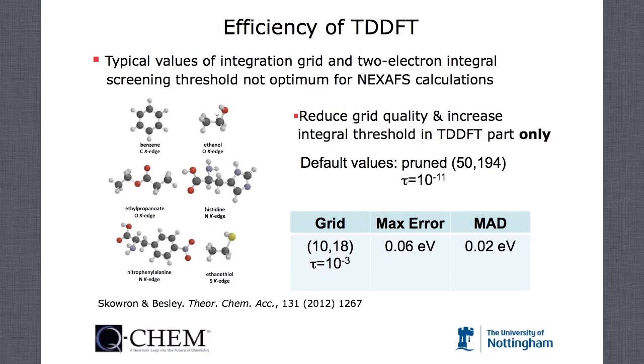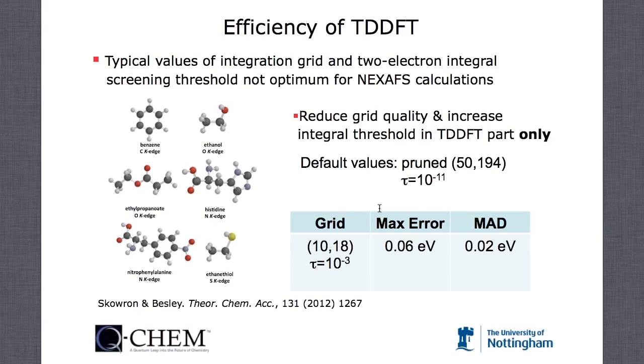So what we're doing here is we've got this set of molecules and we're computing the lowest, I don't know, 10 or so core excited states at the various edges as indicated. And we use standard grids and integration thresholds. Again, if you look at the Q-Chem manual, you can read all about these types of things in the first part of the Kohn-Sham part of the calculation. So we get good orbitals, good orbital energies. And then once we start the TDDFT part of the calculation, we dramatically reduce the quality of our integration grid and our integral, and we increase our integral threshold.